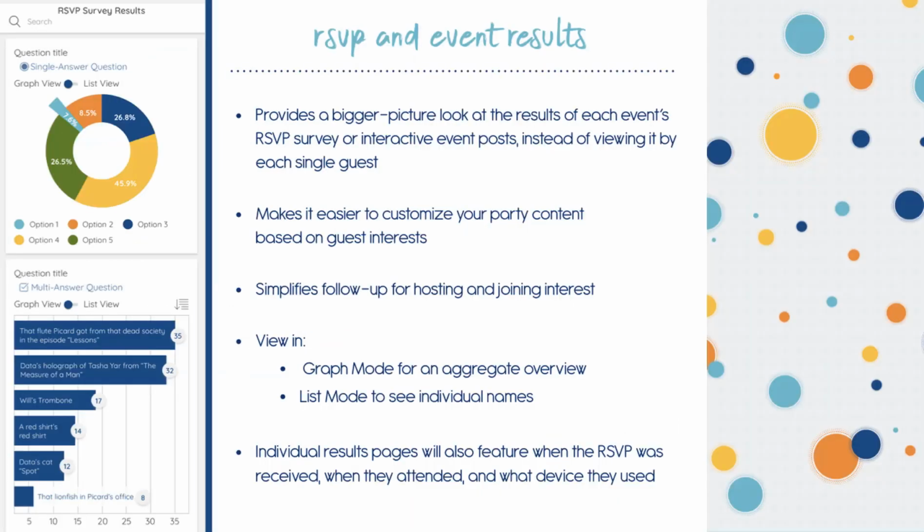Okay. And the last one I'm going to show you is RSVP and event results. I kind of lumped them into one slide here together because they're actually pretty similar in how they look. But here we are looking at the bigger picture look at the results. So like I said, we've been able to do that up until now by going to look at who wants to look at what in the RSVP survey, but you needed to click through individually at each person and get a really detailed look at each person. This is a broader look.